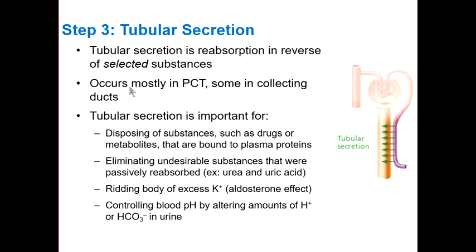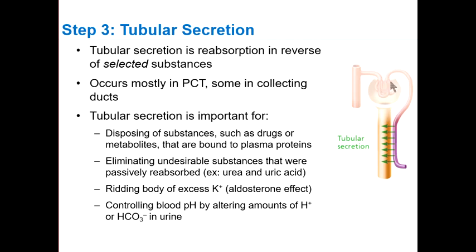Most of it occurs in the proximal convoluted tubule, and some of it occurs in the collecting ducts as well. And why we need tubular secretion as a kind of refining step at the end of urine formation is because when we're disposing of substances, like some drugs or some metabolites, some of these things are bound to plasma proteins.